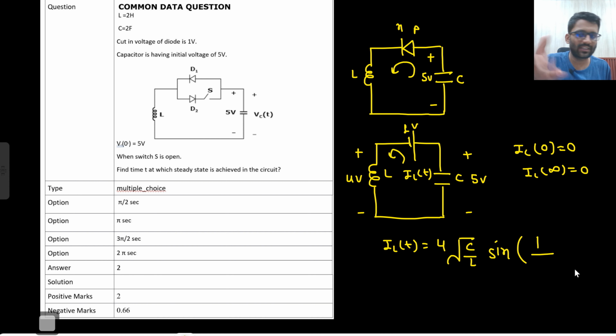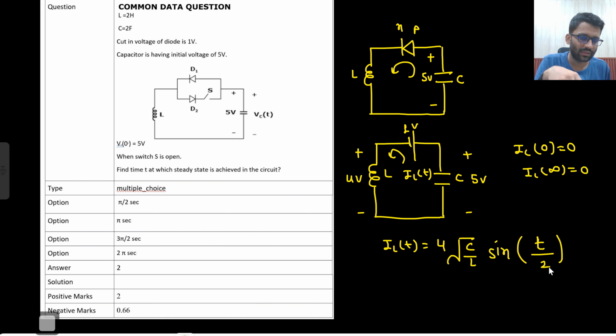If you keep on applying Laplace transform, it will be very tough. That's why we have developed this method. So 1 by root LC, 1 by root LC, and root C by L would be 1 only. So 4 sin t by 2. This is the expression we are getting. This is your ILT. Now tell me, when will the steady state be reached?